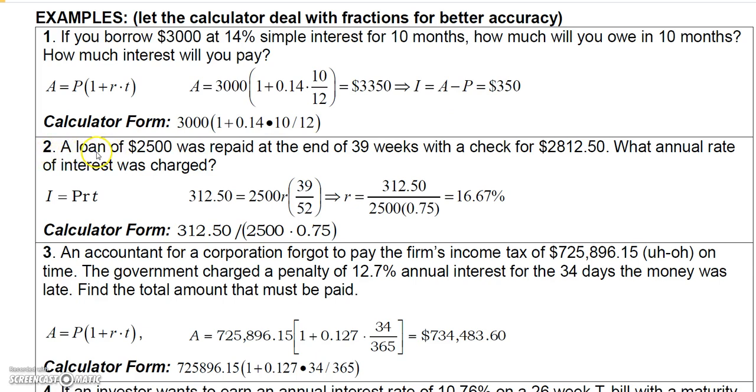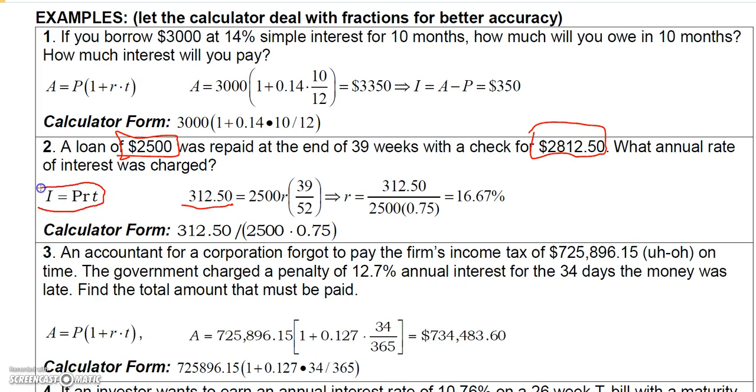Now, the second one says a loan of $2,500 was repaid at the end of 39 weeks with a check for $2,812.50. What annual rate of interest was charged? In the previous video, I showed you two ways to do this, but I just prefer to use the interest formula. As long as I know the principal and I know the amount, all I have to do is take the difference of these two values, and that will give me the interest. So take $2,812.50, subtract $2,500, and you'll get that the interest is $312.50.